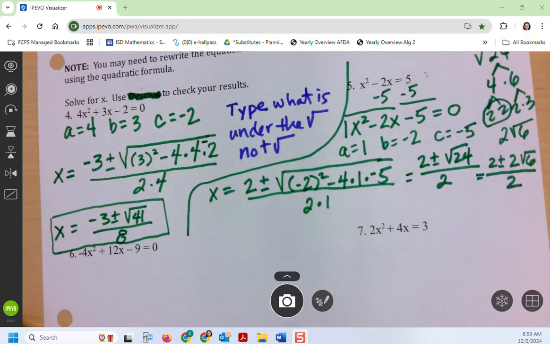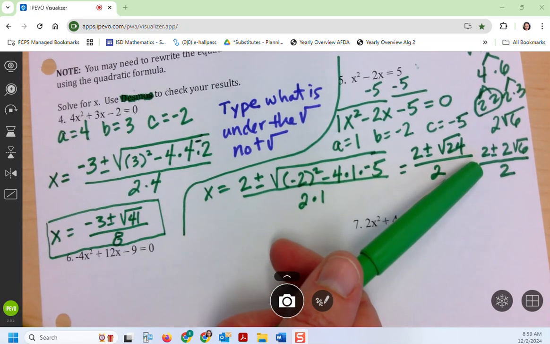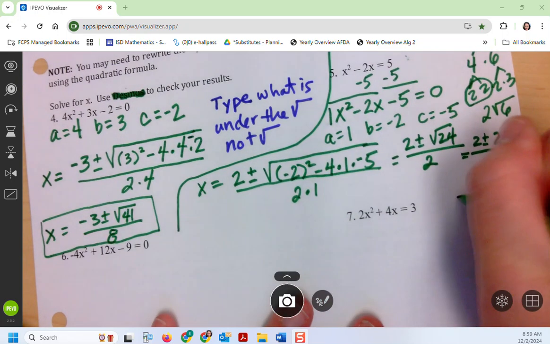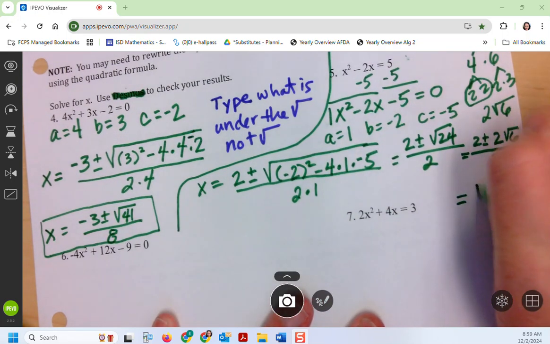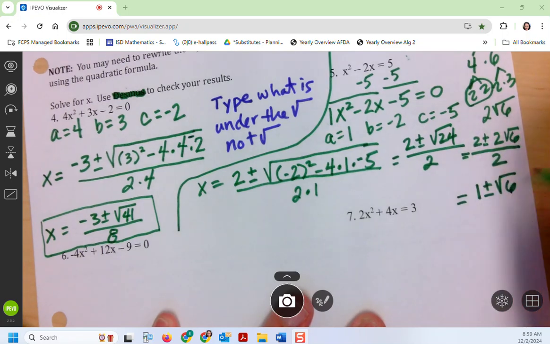Now, can I follow up with Osman's idea? Will both of those terms divide by 2? Can I divide 2 by 2? Yes. Can I divide 2 root 6 by 2? You can. All right, so my final answer will be 2 divided by 2 is 1 plus or minus 2 root 6 divided by 2 is root 6.